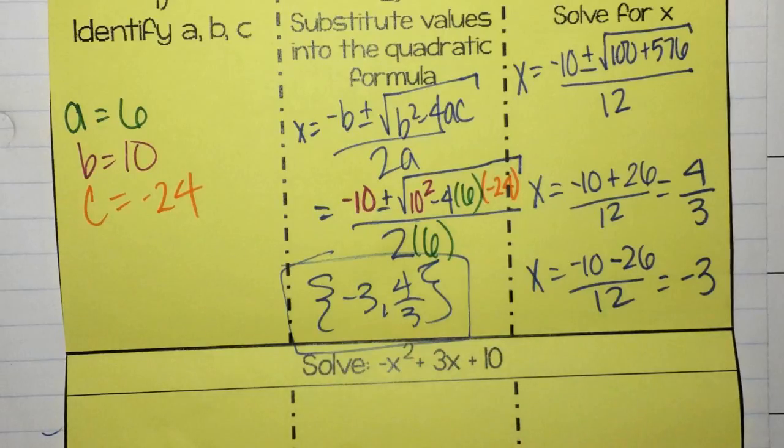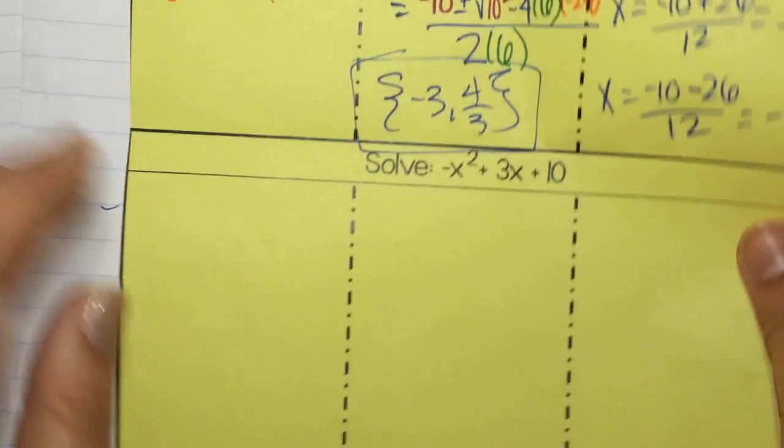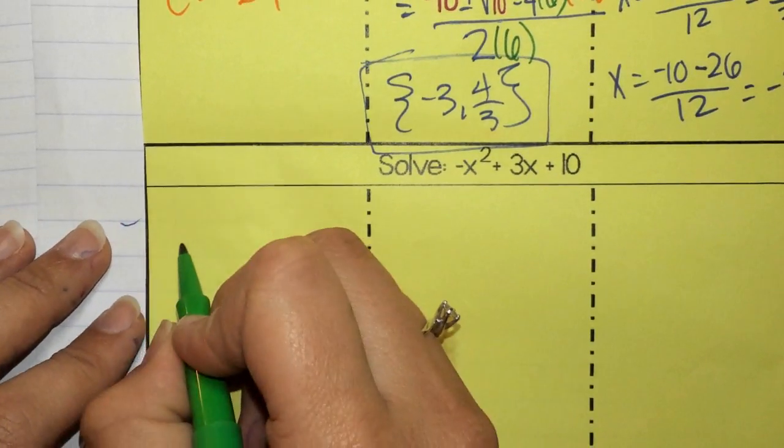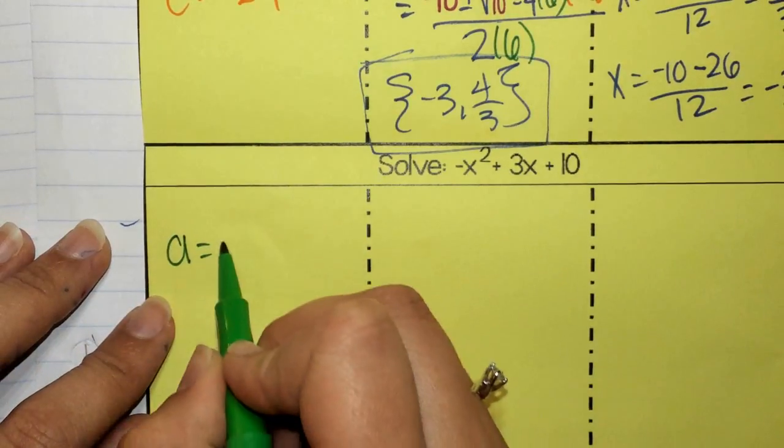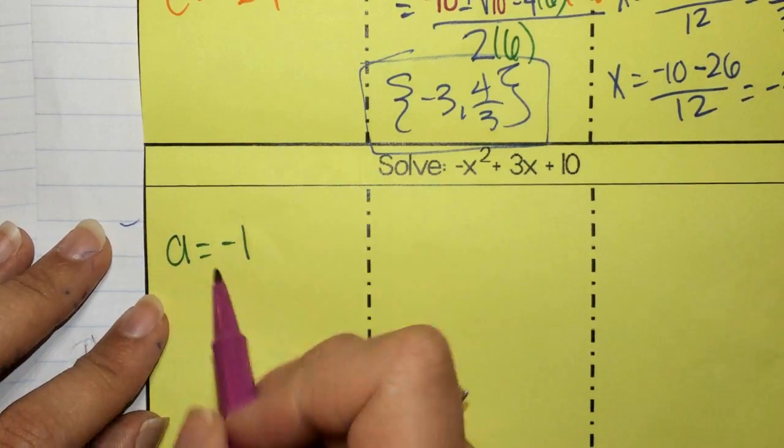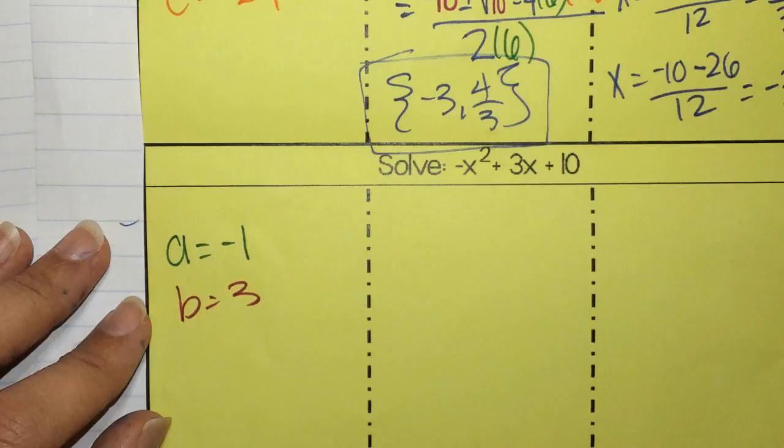All right, let's do the second one together. Identify A, B, and C. A would be 1, negative 1. B would be 3, and C would be... Good. Take a point.